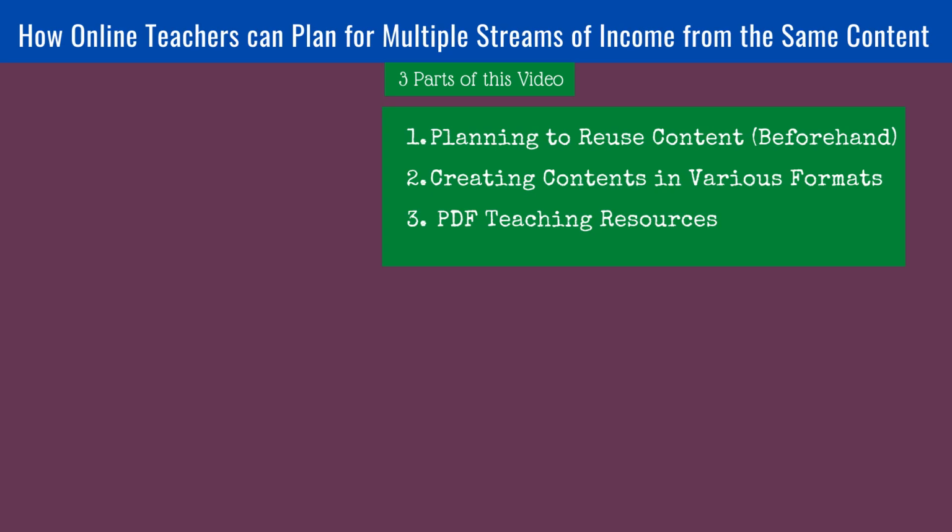And when I say content, you must understand that these contents include video, PDFs, images and infographics, and we will talk about audio as well. So these are the four major categories of contents, and in the third part of this video we will talk about only PDF resources. So let us start from the first part, how to plan for content reuse.